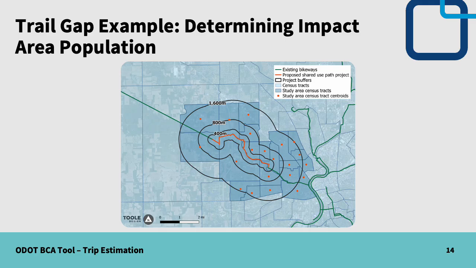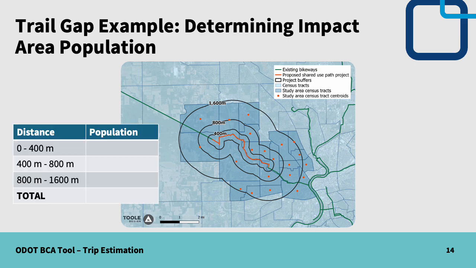The next step was determining which census tracts fall into each buffer area. The first approach was to use centroids, but based on the context of this project, there are no census tract centroids within the 400-meter buffer. So, a different approach was identified.